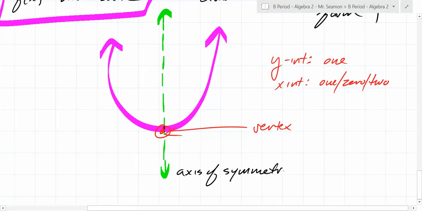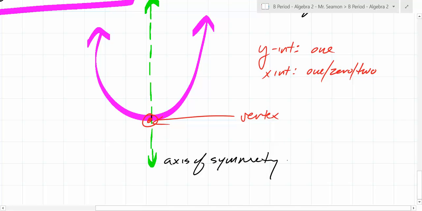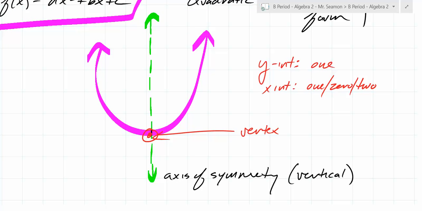What type of line is that? It's all lines are straight, yes. No, this line is curved. It's vertical. And why is it called the axis of symmetry? It divides it in half, but more than that, if you folded the board on that green line, what would happen to the parabola? It would line up with itself, right?